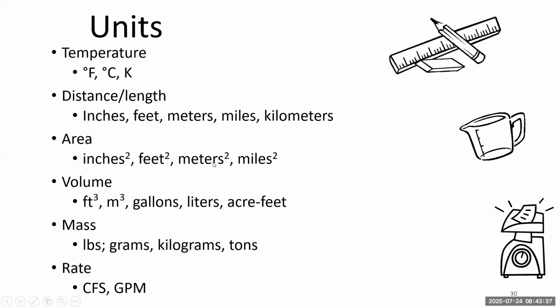For volume, because you're adding another dimension, not just length and width, but also depth, you are going to have that little 3, and that tells you that you're working with volume. Gallons and liters and acre feet are other common ways that we represent volume. And then for mass, we have pounds, grams, kilograms, and tons. So how much does something weigh? And for rate, we're sometimes looking at cubic feet per second, like how fast is water moving. We might also be looking at gallons per minute.